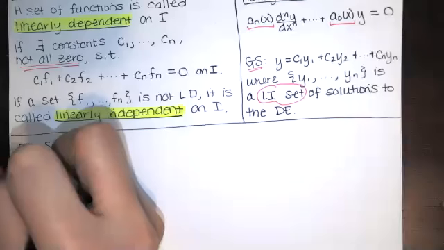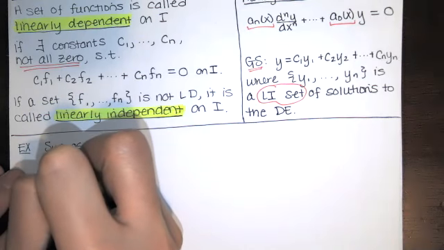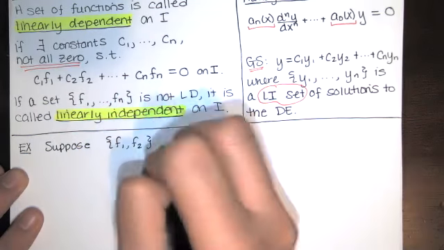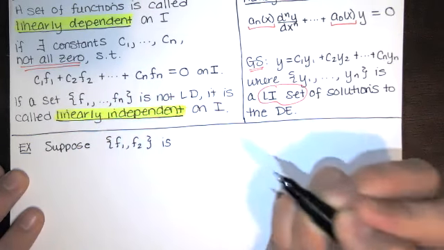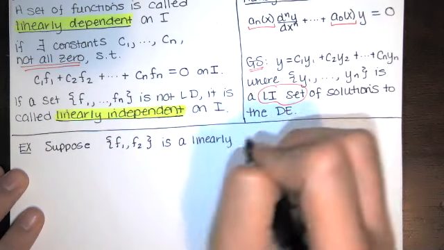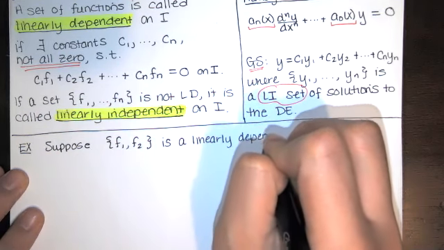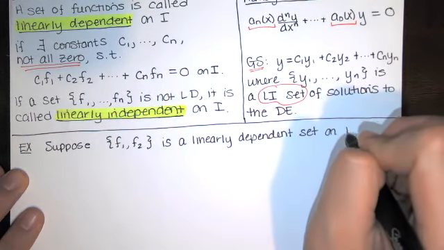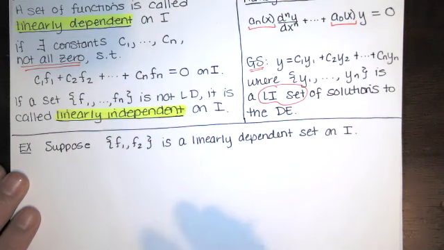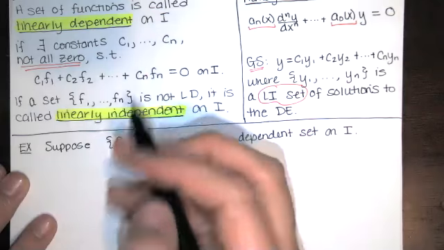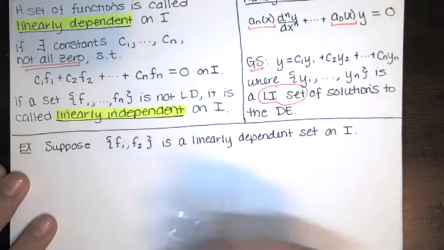So let's say that we've got 2 functions, f sub 1 and f sub 2, and this is a linearly dependent set on some interval I. Well, what that means is that this is satisfied for some c sub 1, c sub 2, not all equal to 0 on that interval.